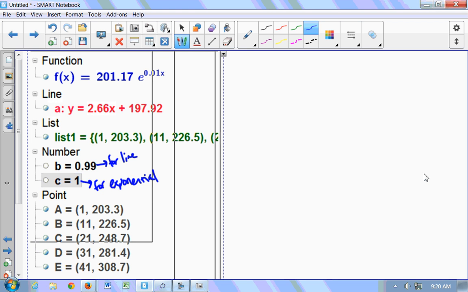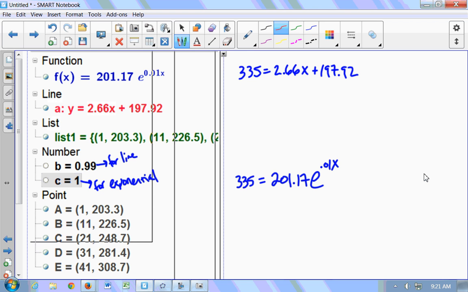So I want to set 335 equal to my line, 2.66x plus 197.92, and solve. And then I also want to set 335 equal to my exponential, 201.17 e to the 0.01x, and solve for x in both of them. And each one will give me a different value of x, which represents a different year when the population will reach that value. For both of them, you put 335 in for y, because 335 million people is a y value.